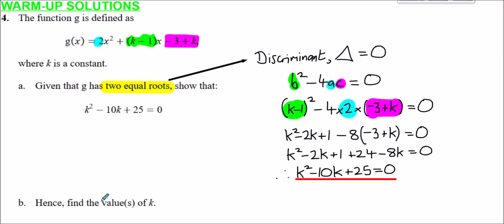Now part B, hence find the values, or value, of k. So for part B, let's just bring it over here.